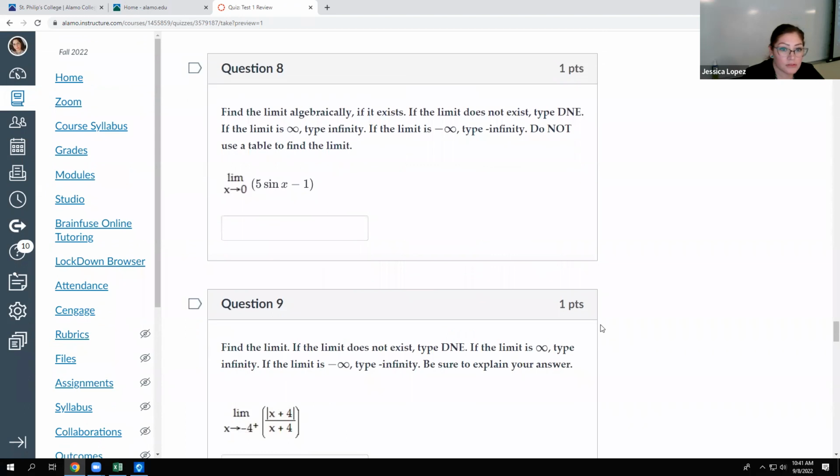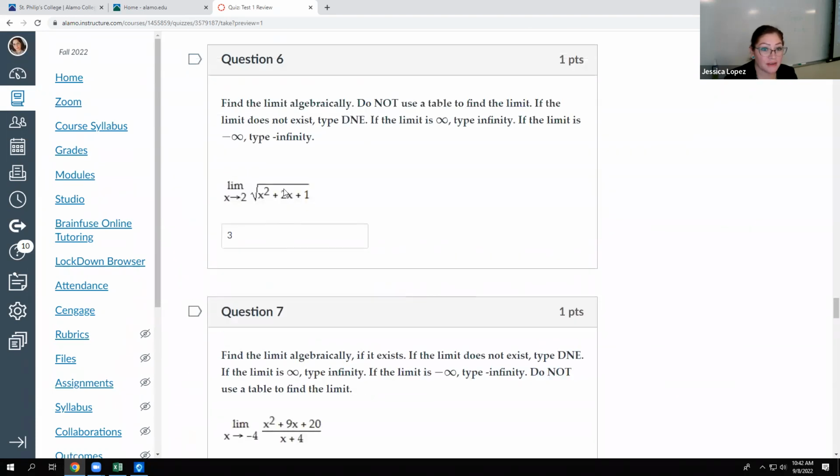Okay, what about this one? Can you directly plug in 0? There's not even a fraction. It's not going to go crazy, right? And sine is a continuous function, so I will get a y value. What is the sine of 0 though? 0. And what's 5 times 0? 0. And then 0 minus 1? -1. So it's not too bad, right?